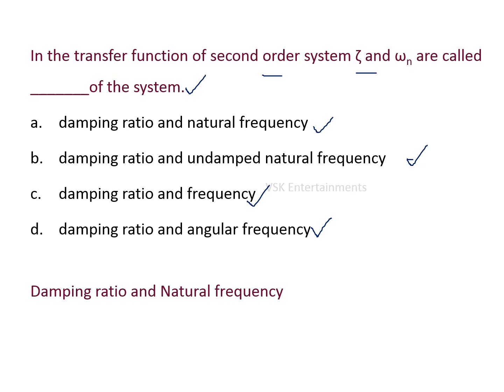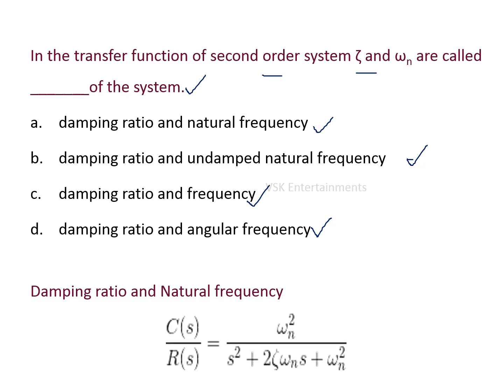Consider the transfer function of second order system, that is C of s by R of s, that is given as omega n square by s square plus 2 zeta omega n s plus omega n square. In this omega n is called the natural frequency, and this zeta represents the damping factor or damping ratio. So zeta and omega n represent the damping ratio and natural frequency. So option A is the right answer.